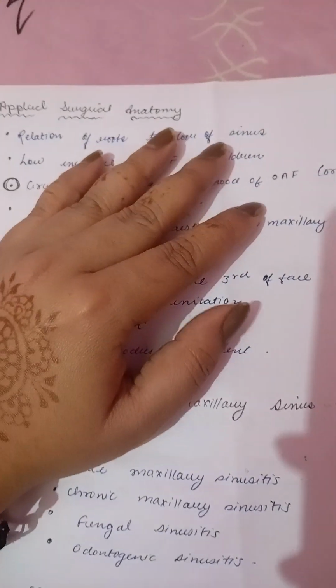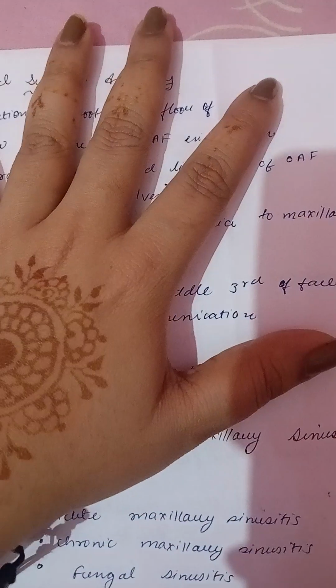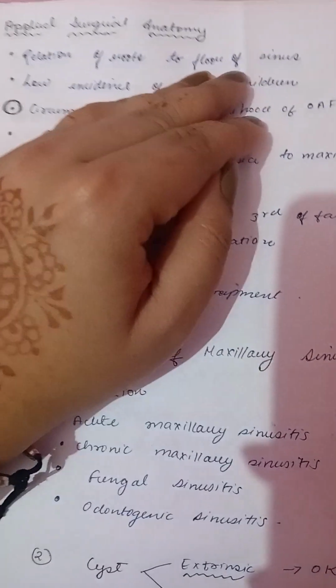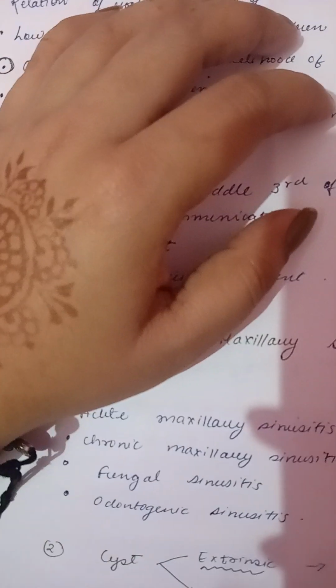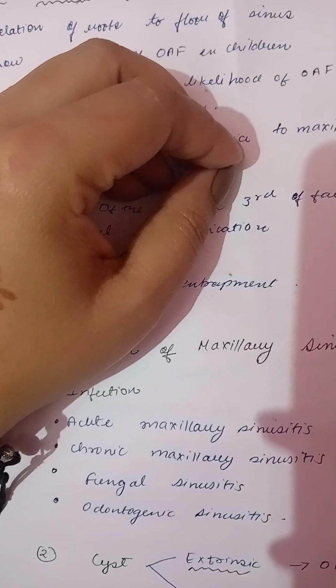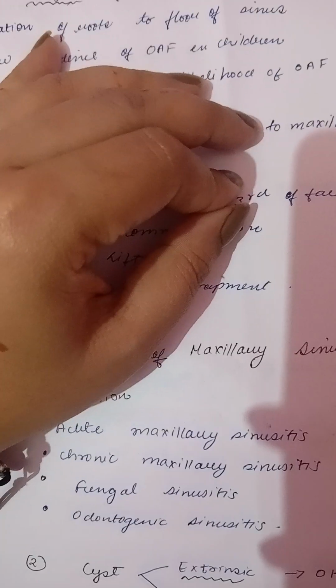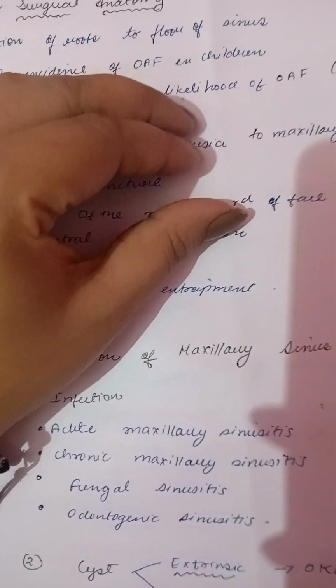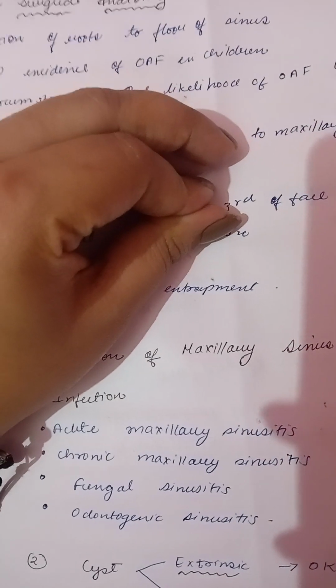Okay. Now, what is applied surgical anatomy? What does this term mean? Applied surgical anatomy means what its importance is when we do a surgical procedure, where we look for the maxillary sinus or where it comes into action when we do surgical procedures around it.